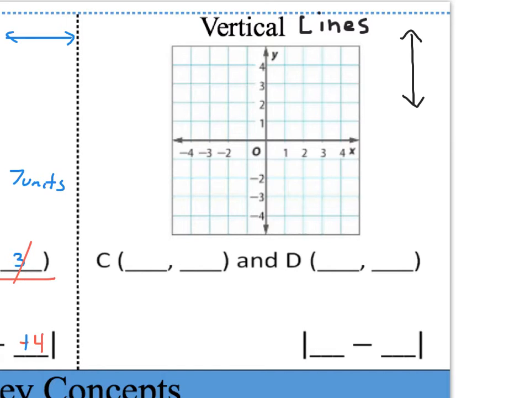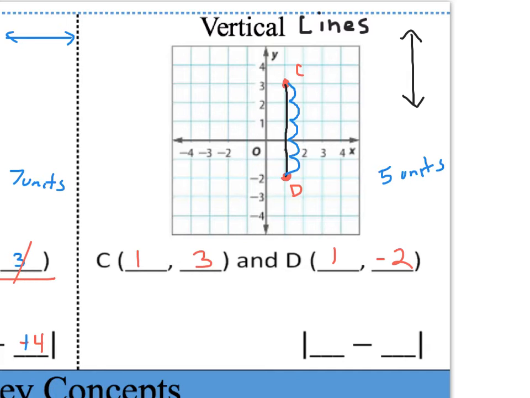For point C, we're going to use (1, 3), and for point D, we're going to use (1, -2). On the coordinate plane, this is the location of point C, and this is the location of point D. I can connect these two coordinates with a solid line and make a vertical line. I could find the distance from point C to D by counting the spaces in between. So here's 1, 2, 3, 4, 5. So there are 5 units to get from point C to D.